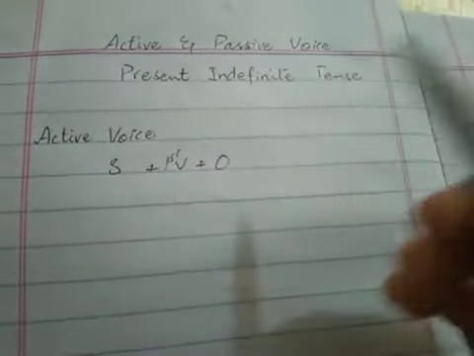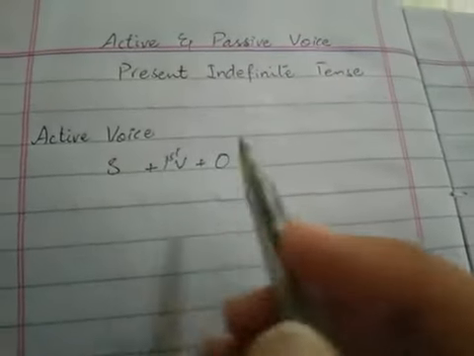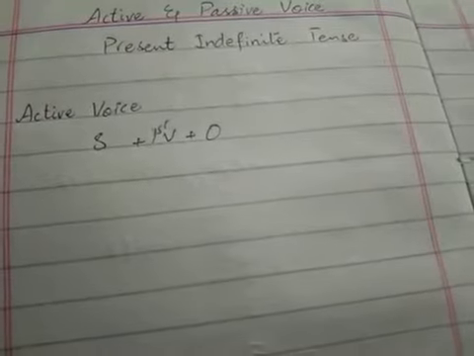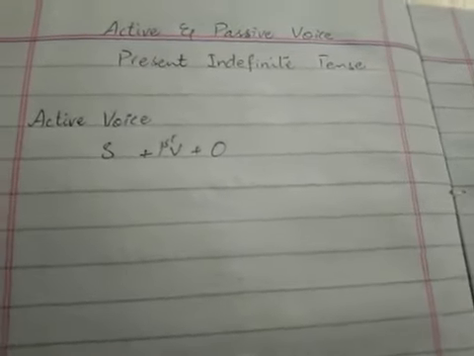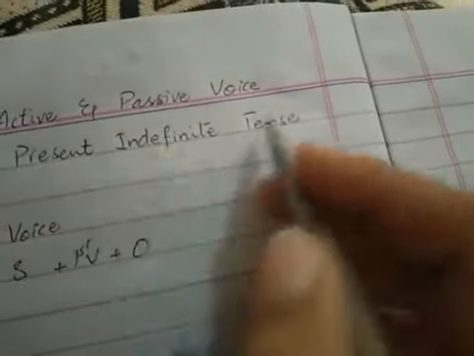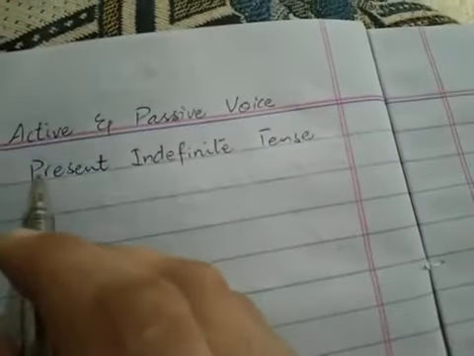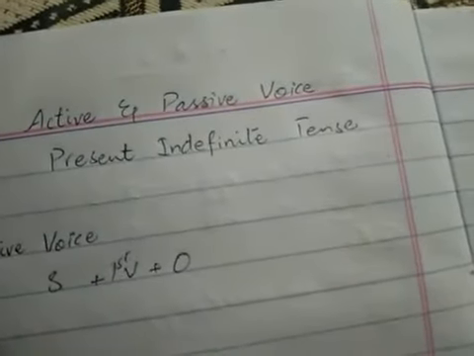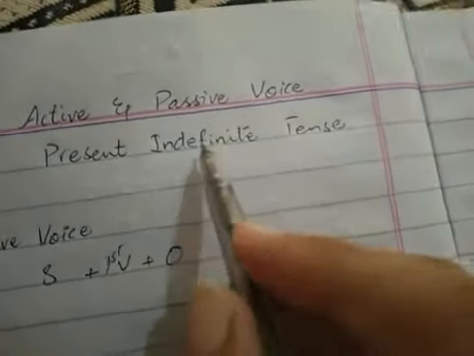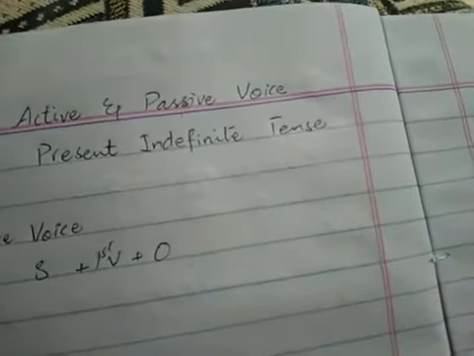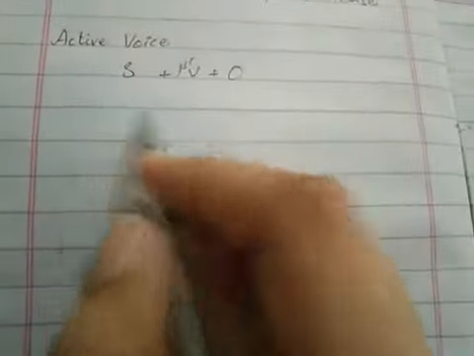Active voice means the sentence in which the subject is doing some action, and in passive voice the action takes place on the subject. In active voice a subject is doing some work or task, and in passive voice a task is being acted upon the subject.